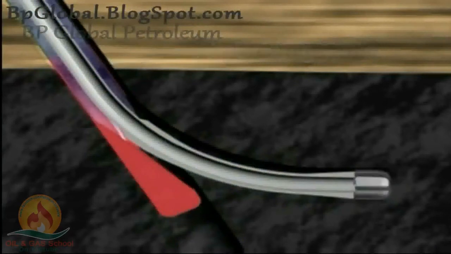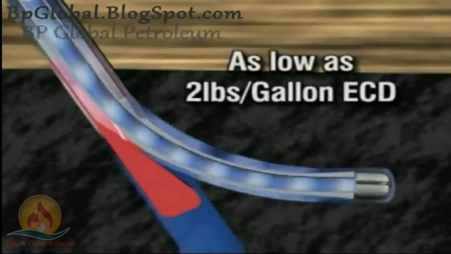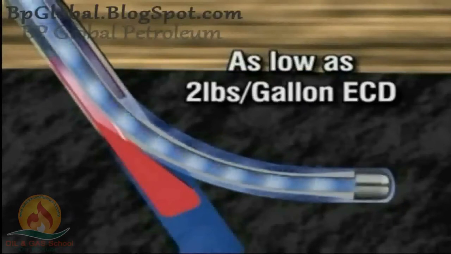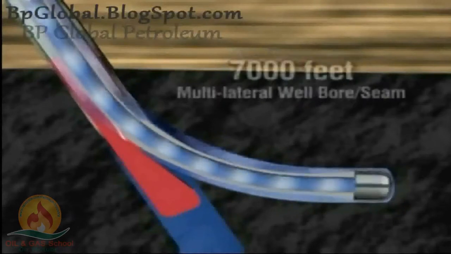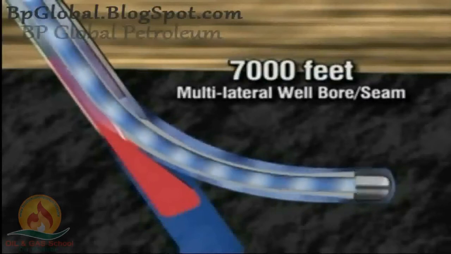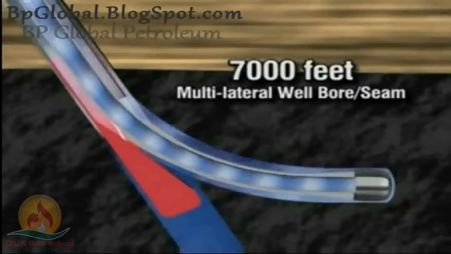This process allows for formations to be drilled as low as 2 pounds per gallon equivalent circulating density. ECDs can be adjusted as borehole stability models dictate. As much as 7,000 feet of multilateral wellbore can be placed in each individual seam.